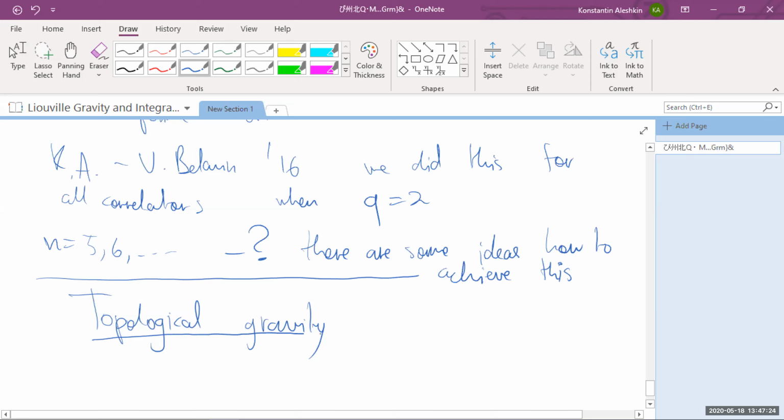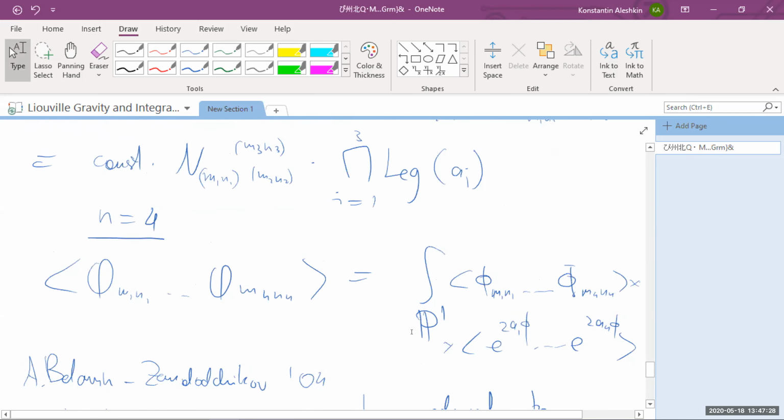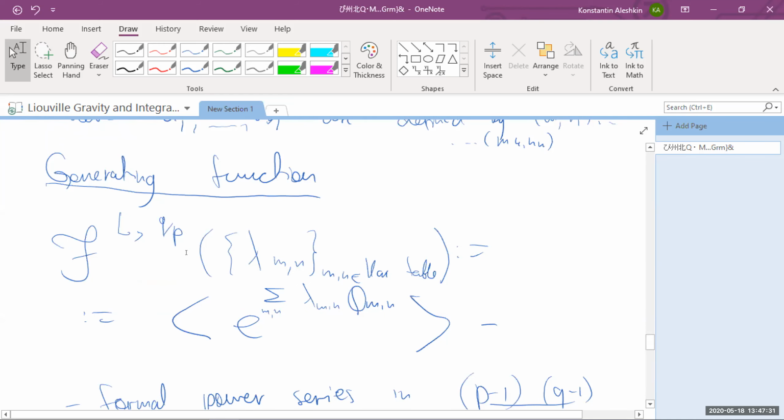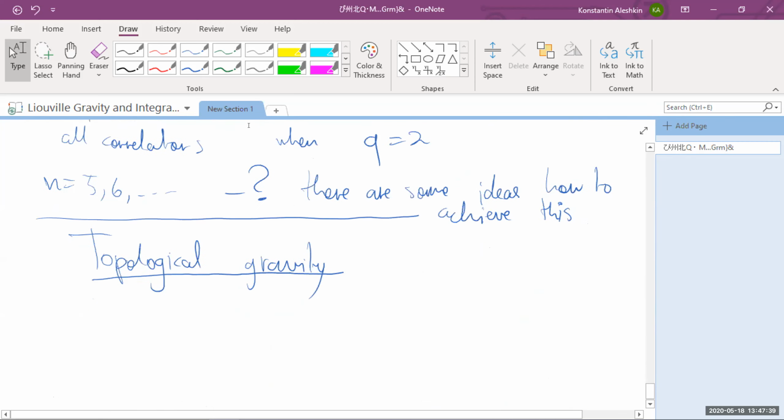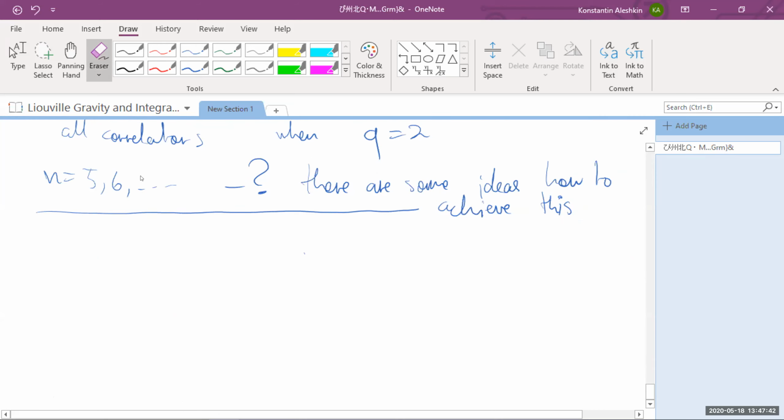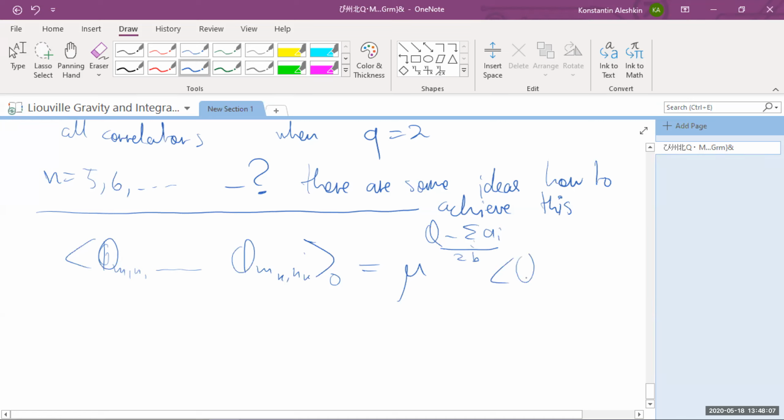So now I want to talk about topological gravity, the thing I want to compare this with. Once again, the output of Liouville theory is, for a prime number, a formal power series in a bunch of variables. Oh, maybe sorry, another thing which I forgot, which will be important for us, is that there is some scale independence. All the correlation numbers depend on mu, this parameter mu of Liouville theory, in a very trivial way. It's mu to the power Q minus the sum over a_i, or 2b, times the same correlation at mu equal to 1.